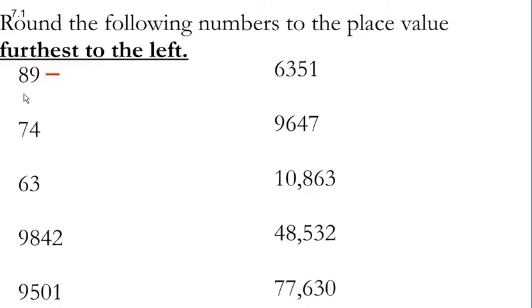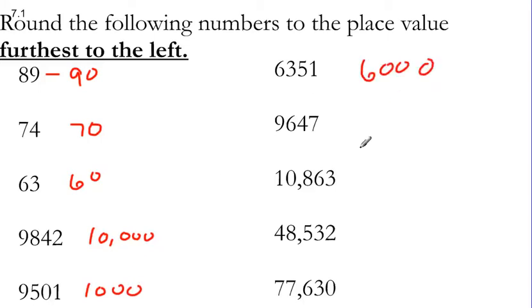So 89, again, I'm looking furthest to the left. So 89 will magically become 90. 74 becomes 70. 63 becomes 60. 9,842 becomes 10,000. 9,501 becomes 10,000. 653 becomes 600.